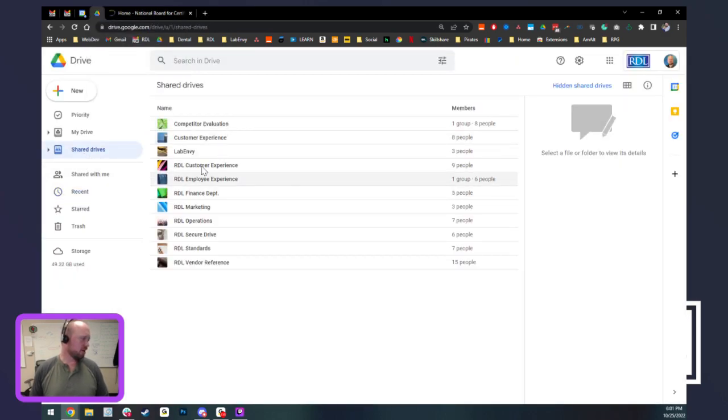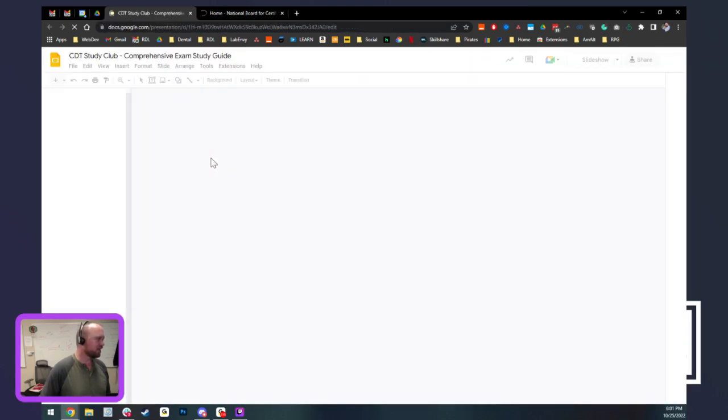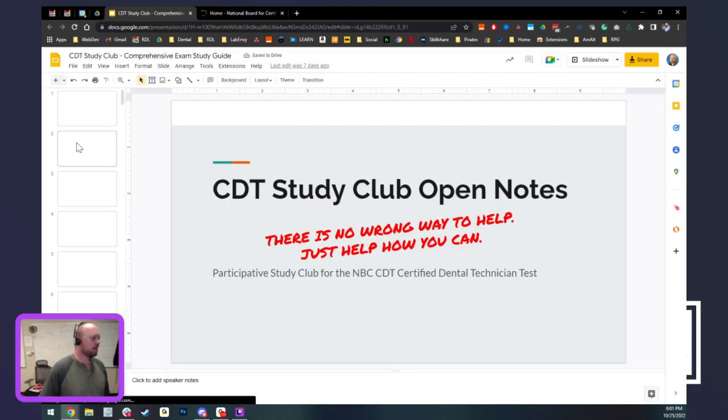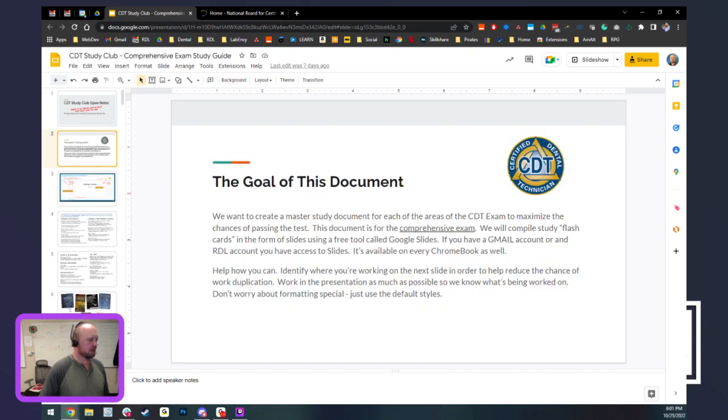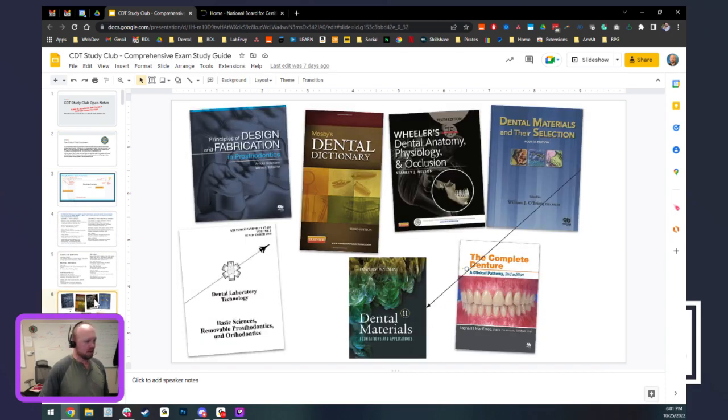If you are an RDL employee, you have access to the RDL Employee Experience folder, which would give you the CDT Study Club workbook. It's a Google Slides deck, which we are working on together. We are preparing for the comprehensive exam, trying to work on that stuff together as a team. And here are the references for the CDT exam. All of these are available in the laboratory if you're working on your removable CDT pathway. If you're looking for a different pathway, we've got almost all the materials, and we're working on getting them all.